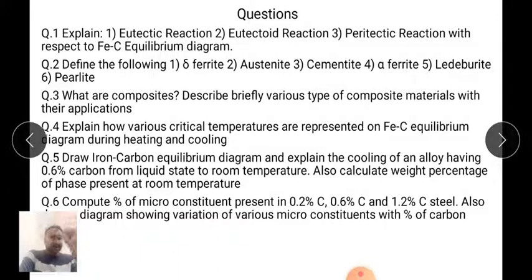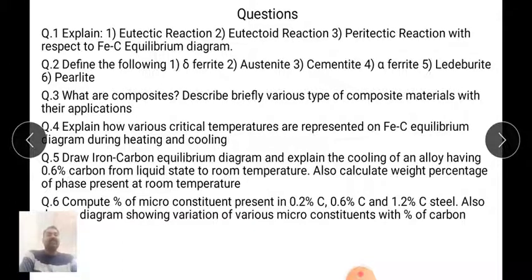Okay, then the second question is define delta ferrite, austenite, cementite, alpha ferrite, ledeburite, pearlite. Okay, so out of these 6 terminologies, any 2 to 4 terminologies are asked. Okay, so you will have to write down each and every terminology in detail.